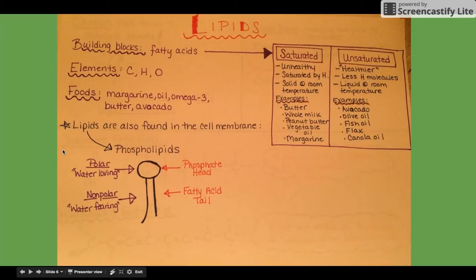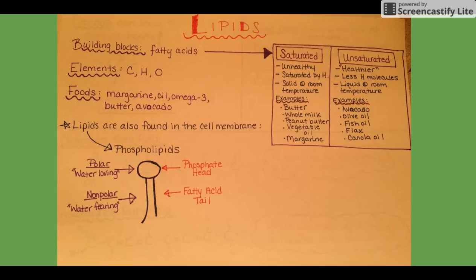Okay, so then if we go to lipids, our building blocks for lipids are fatty acids, and remember there are two kinds of fatty acids, saturated and unsaturated. So the saturated kind is the unhealthy kind. So it's saturated by hydrogens, and it's typically solid at room temperature. So you think about things like butter, whole milk, peanut butter, vegetable oil, margarine, etc. And then we have unsaturated, which is healthier, and it has fewer hydrogen molecules, and it's usually liquid at room temperature. So things like this would be avocado, olive oil, fish oil, flax, and canola oil.